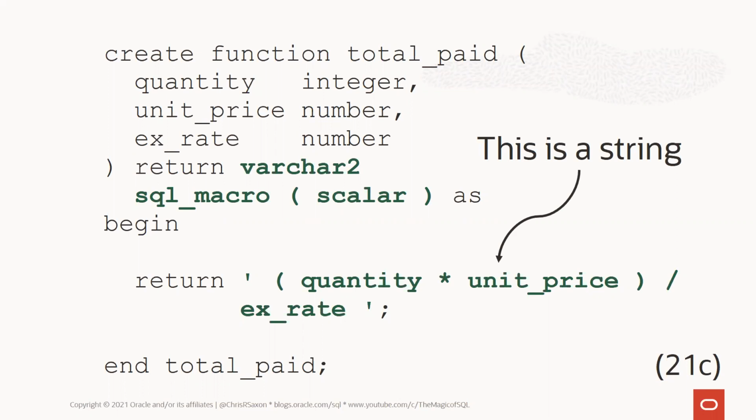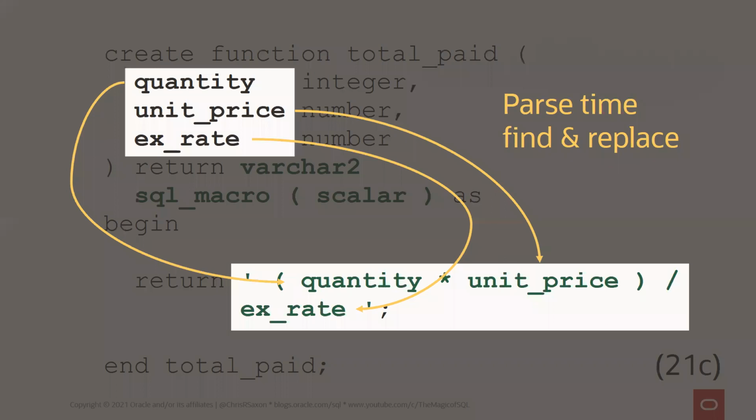So how does this help? How does the database resolve this? Well, when parsing that statement, it looks at the actual values you pass for the parameters, looks for those in the string, and essentially just does a find and replace. So the text of those parameters becomes the actual values that are in the SQL statement.